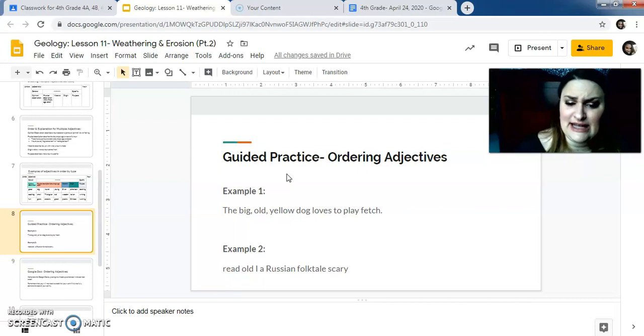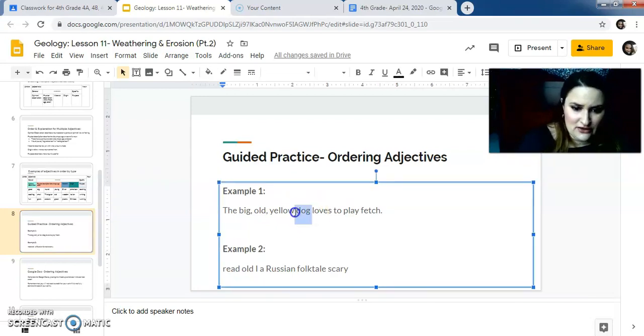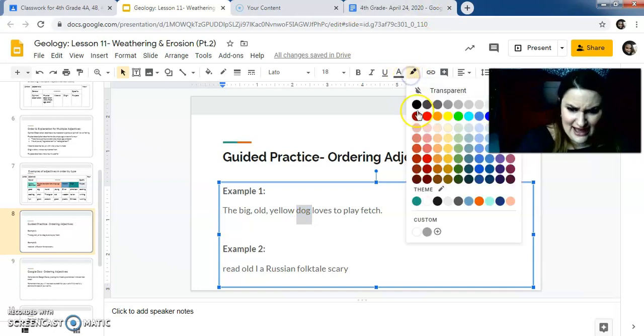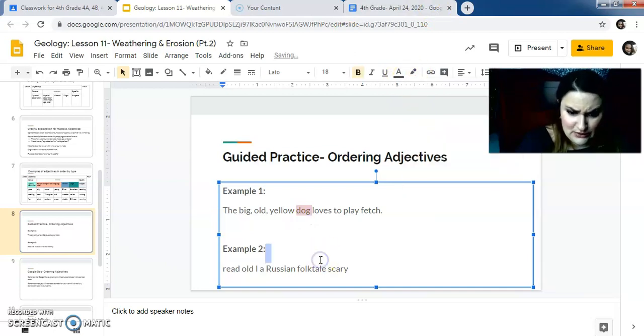So this is an example of one that's correct. Example 1: the big old yellow dog loves to play fetch. Obviously we're describing the dog, right? The dog is the noun. I'm going to highlight that in pink just so we know that's a noun. Loves to play fetch is the rest of the sentence. We're not even going to pay attention to that, because that's my verb, my predicate. The big old yellow dog.